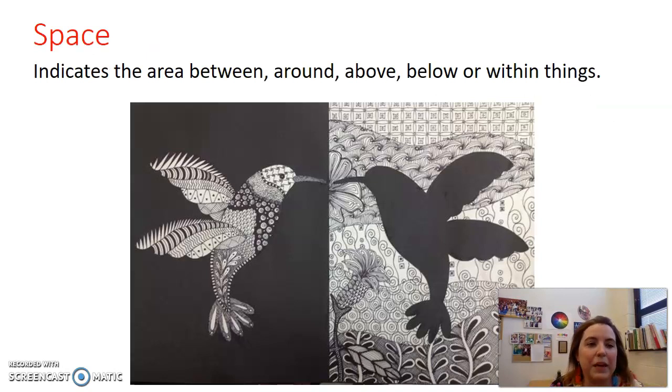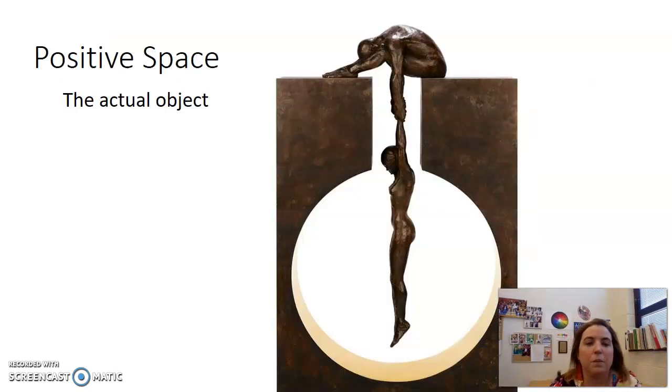For space, space indicates the area between, around, above, below, or within things. So here you can see the hummingbird has very cool line texture drawing here. And then on the right side, the background has the cool line and texture drawings. So it's emphasizing this space. There's space of the animal and then the space of the air around the animal.